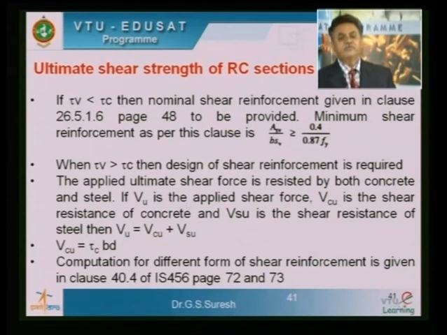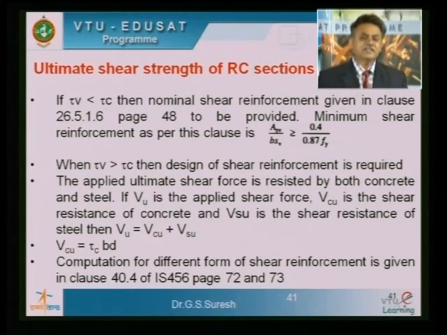So, what is the procedure we follow? If tau v is less than tau c, then we provide the nominal shear reinforcement, which is given on page 48, clause 26.5.1.6, as Asv by b Sv greater than or equal to 0.4 divided by 0.87 fy. When tau v is greater than tau c, then we design the shear reinforcement. If it is less, we do not design the reinforcement, we provide nominal shear reinforcement.